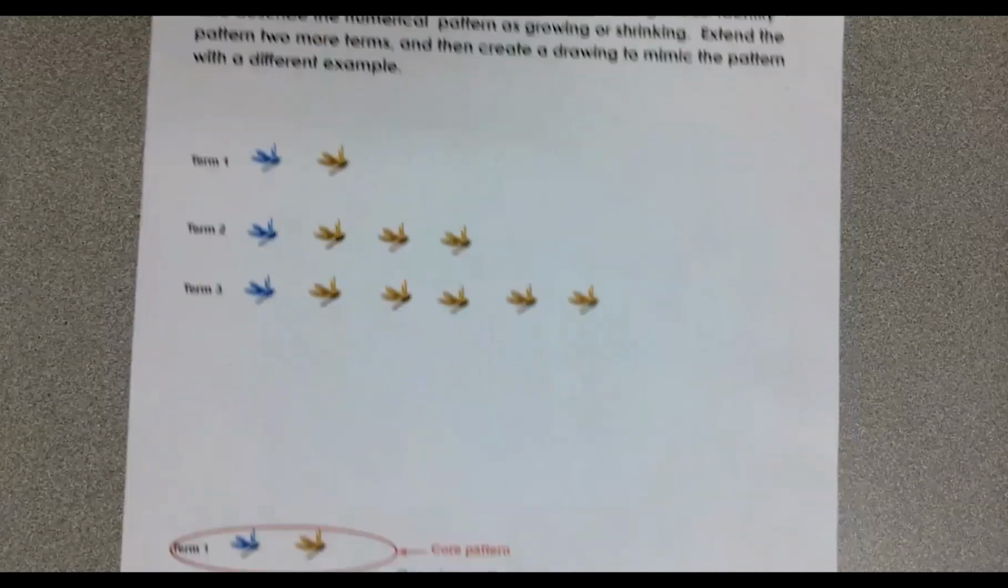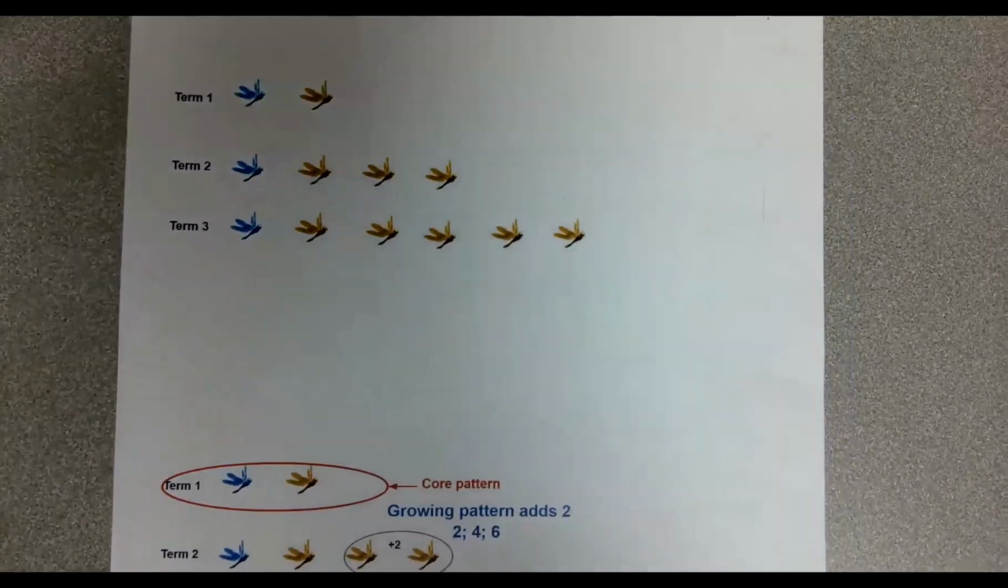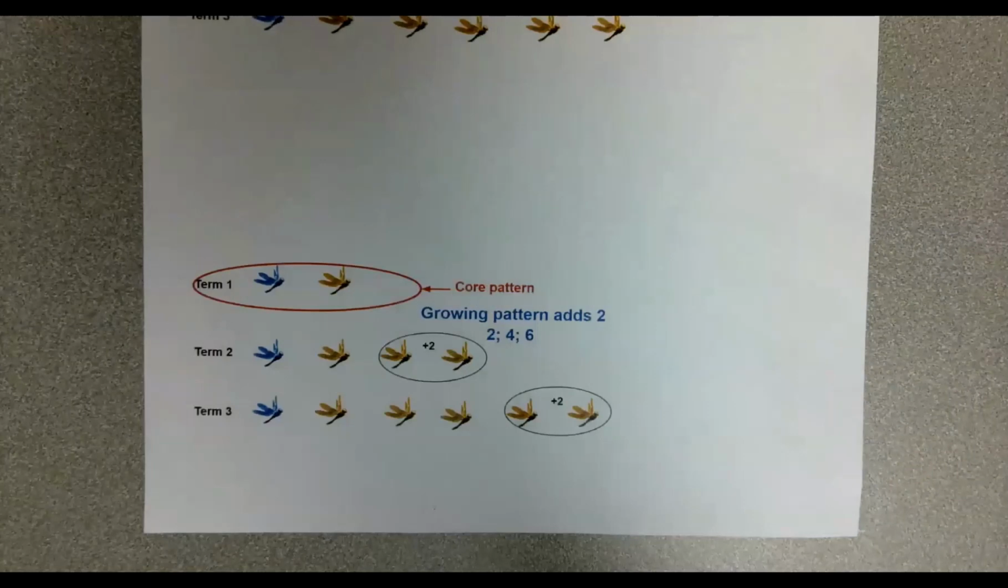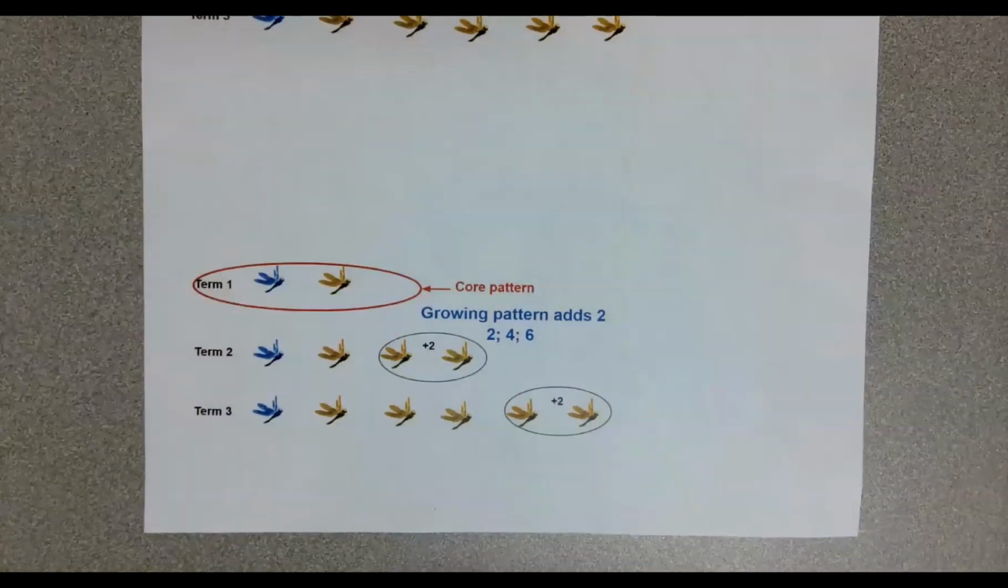So you'll notice that in this particular lesson, the core pattern is circled as well as I identified the change. When you work with students, be sure to identify the core pattern and have them identify the core pattern and also discuss what is different. Make sure to discuss whether the pattern is growing or if it is shrinking.